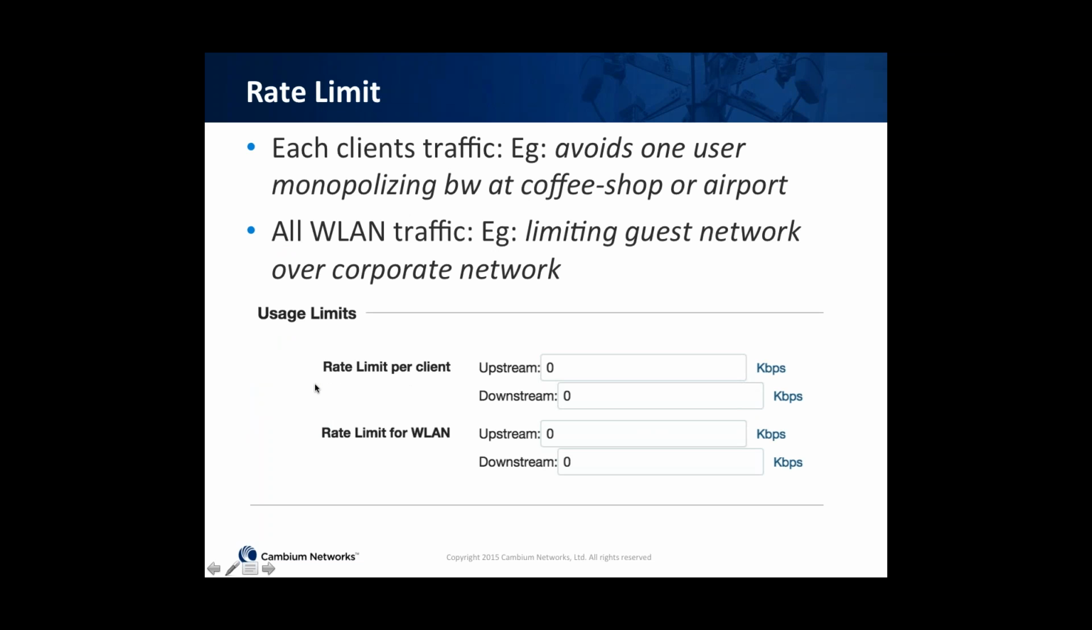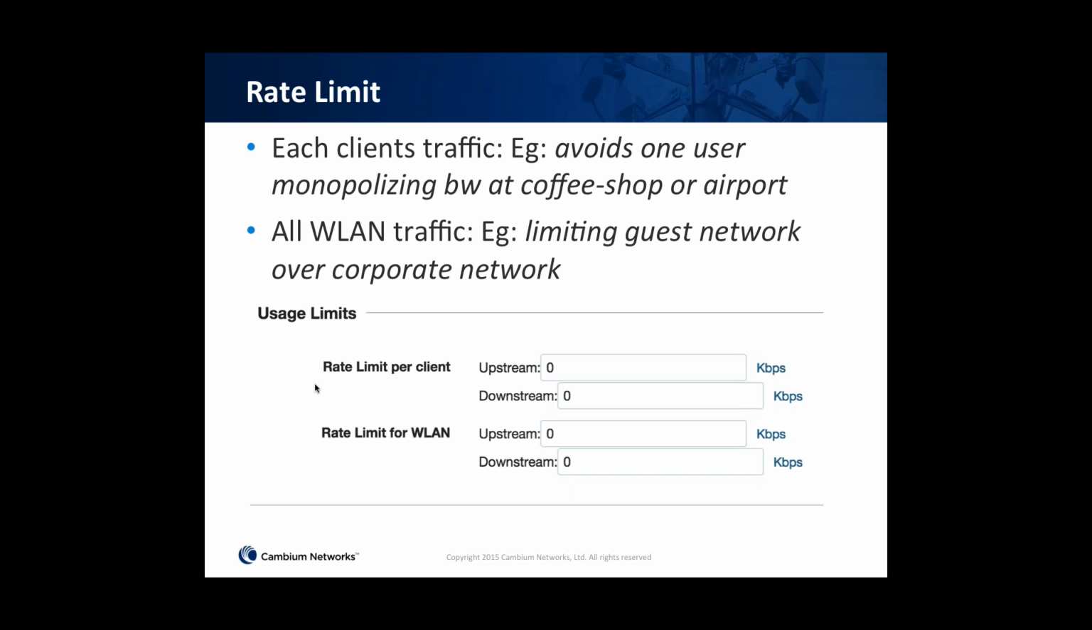You can also configure rate limiting on a per SSID basis. The rate limiting can be done on a per client basis, so you can choose to have every client restricted to 256 kbps or 100 kbps, for instance. So this would help avoid one client hogging all the bandwidth at a site.